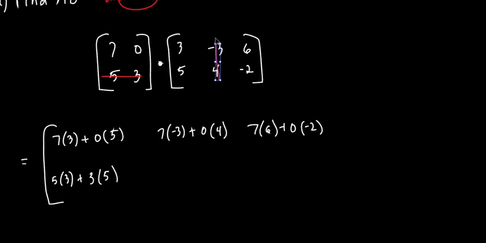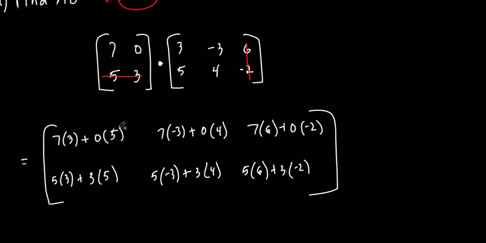Then we go to the second column. And we go 5 times negative 3 plus 3 times 4. You getting the hang of it? Yeah, after you do this a few times, you start understanding what we're doing. Okay? Now we go 5 times 6 plus 3 times negative 2.